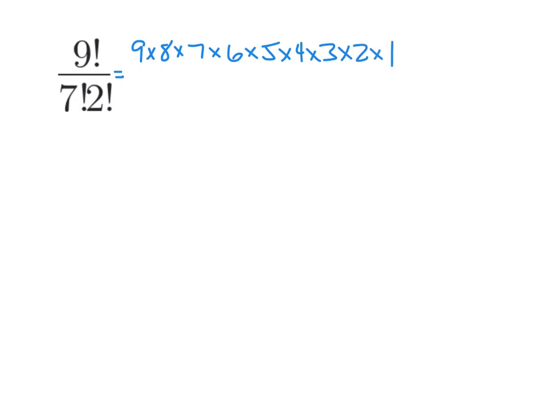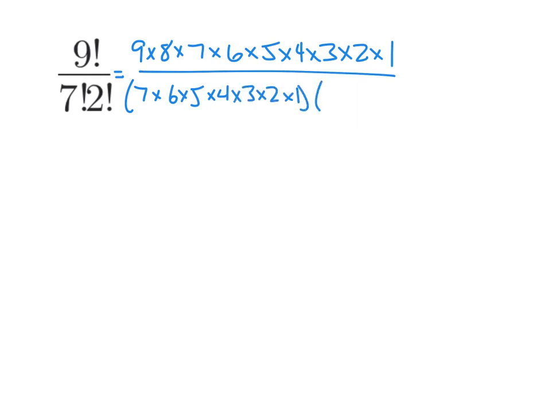2 times 1. And when it comes to that denominator, we're going to have 7 factorial, or 7, 6, 5, 4, 3, 2, and 1. That's going to be multiplied by 2 factorial, just 2 times 1. Then start to cancel things. In the denominator, we're still multiplying everything together. And what we should recognize is that from 7 all the way down to 1 is going to cancel with that 7 factorial. Now we're left with 9 times 8 divided by 2 times 1.